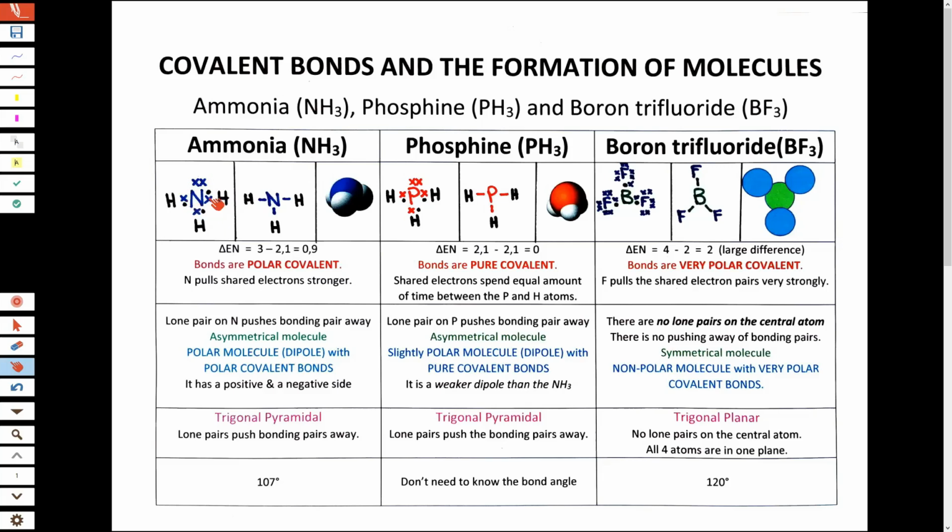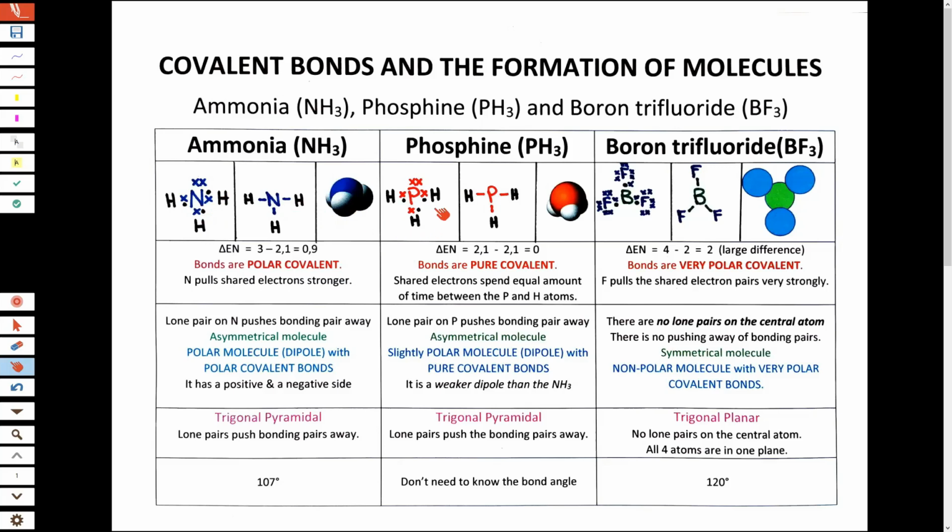So the hydrogen atoms come along, each with 1 valence electron. Hydrogen is in group 1. So one hydrogen orbital can overlap with one of the nitrogen unpaired electrons in an orbital, and that happens 3 times. So this is the Lewis structure for ammonia, and this is the Couper structure for ammonia. And here is a 3D attempt at representing the ammonia molecule.